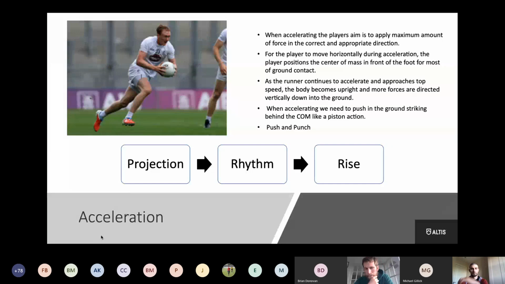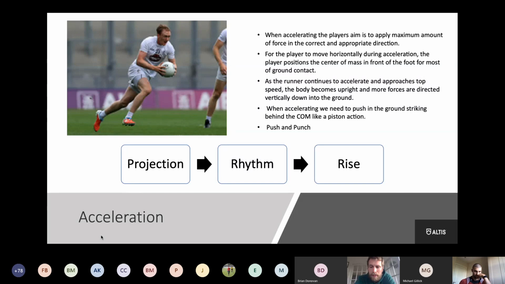No, excellent. Okay, so we'll touch on acceleration first. When accelerating, your main aim is to project your body forward. To do that, you have to produce horizontal force. By doing that, you're striking your foot position behind your center of mass.